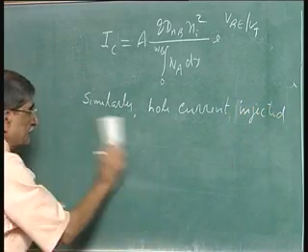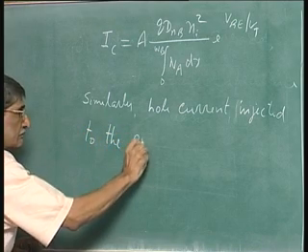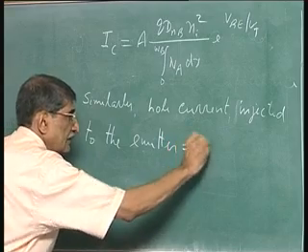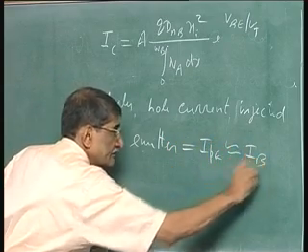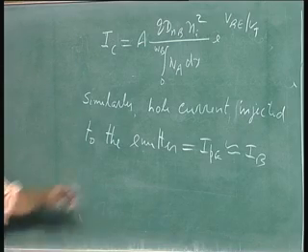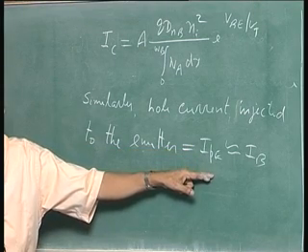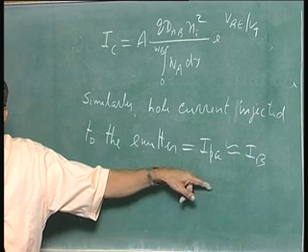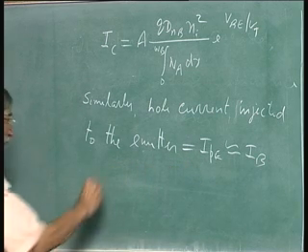The current injected to the emitter is IPE, approximately equal to IB, because recombination current in the base is negligible. Otherwise, you have to add that also. Base current will be this whole current injected to the emitter plus recombination current in the base. I am neglecting that because base width is very, very small, so nothing much recombines. So, IPE will be how much?